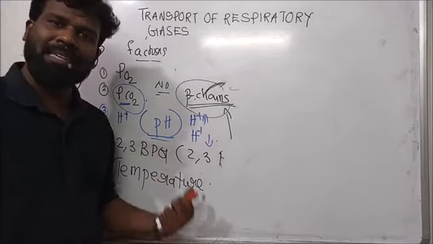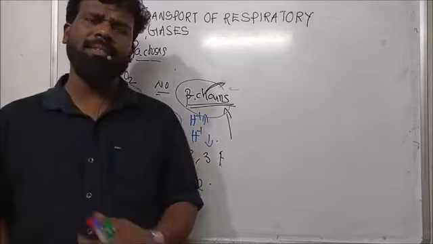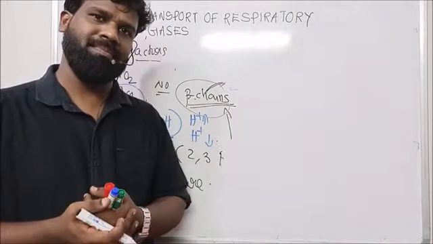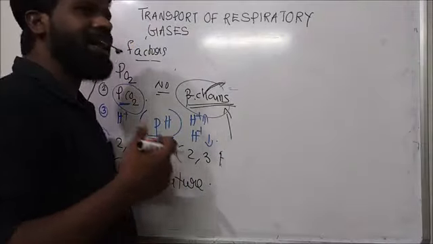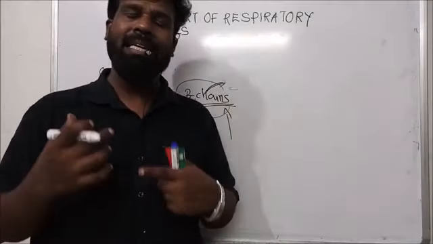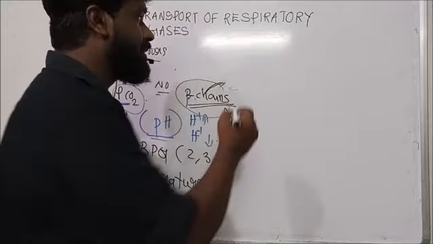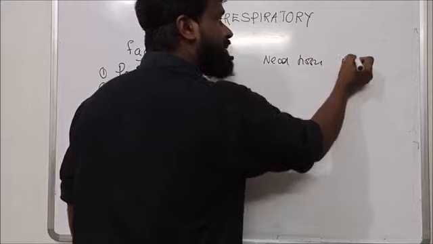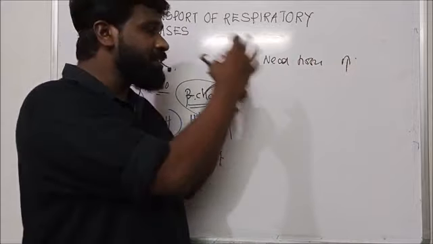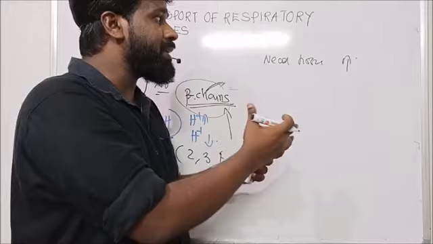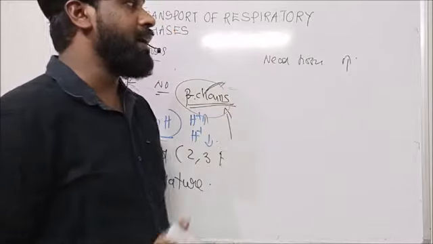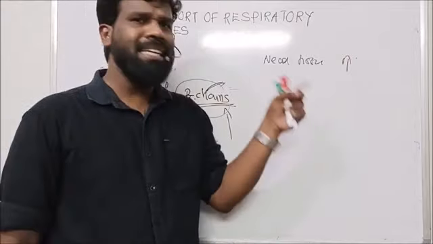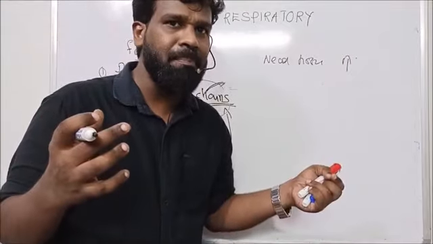So another factor is temperature. Heat is a byproduct of metabolism. So the region having higher metabolism means that heat is higher or temperature is higher. That means near the tissue, temperature is higher because these are the sites of metabolism. As a result of metabolism, a large amount of heat is produced, and as a result of heat, the temperature increases.